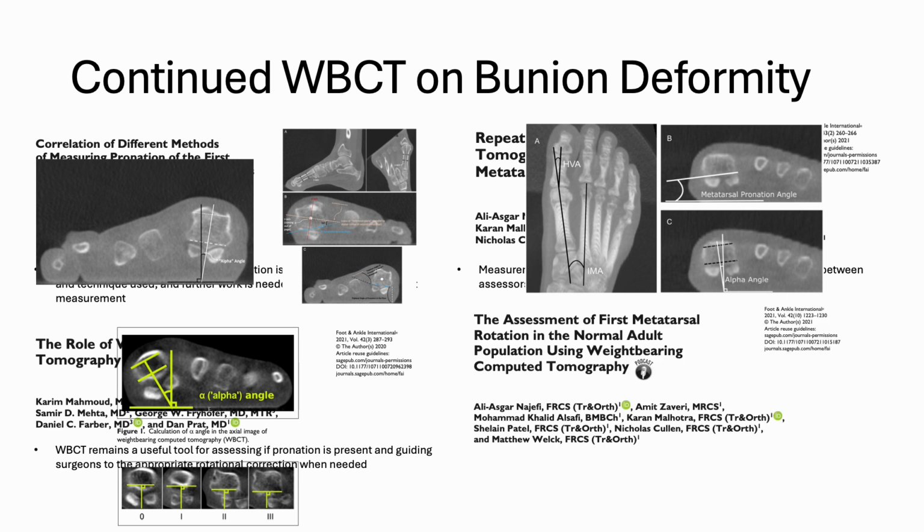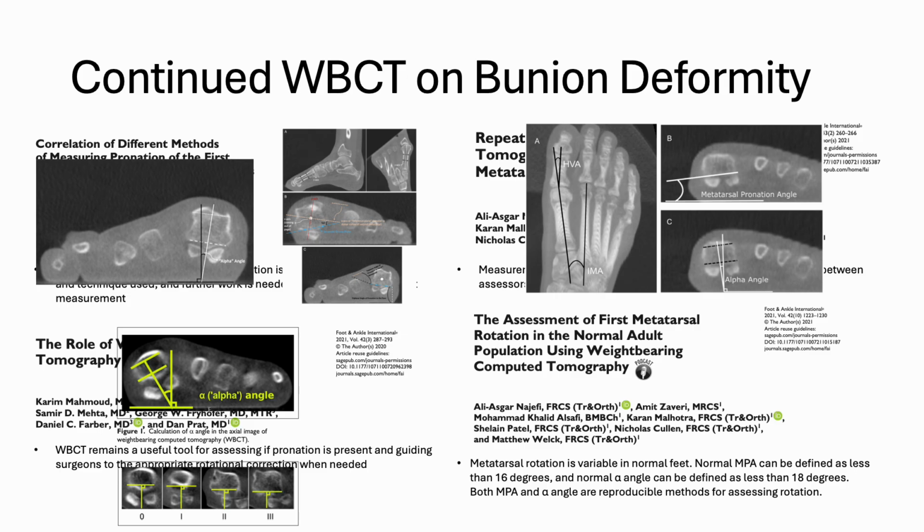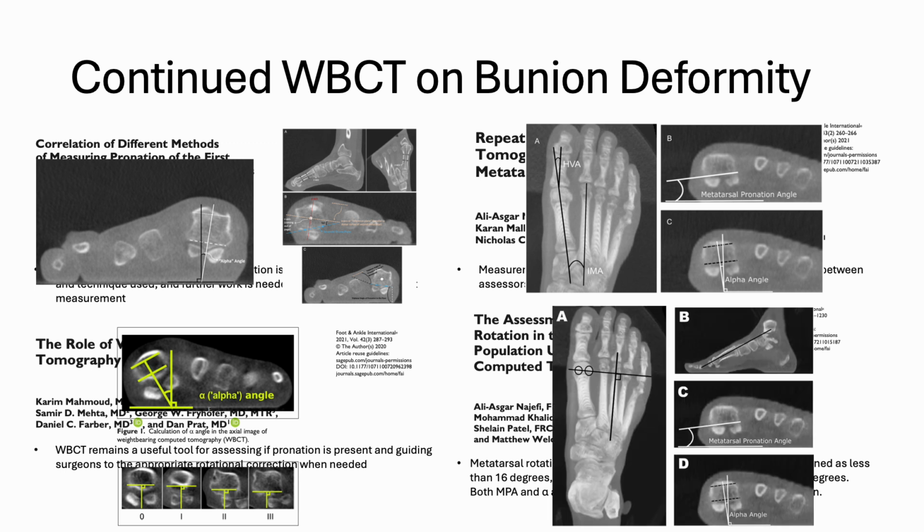The assessment of first metatarsal pronation in the normal adult using weight-bearing CT scans, I also thought this was very helpful. Does a person that does not have a bunion, a normal foot, have pronation? And they found exactly that: metatarsal rotation is variable in normal feet. Normal metatarsal pronation is defined as less than 16. Normal alpha angle is defined as less than 18. Both metatarsal pronation angle and alpha angle are reproducible methods for assessing rotation. These guys are the top paper as well, so you'll see very similar methods of finding pronation available for those.